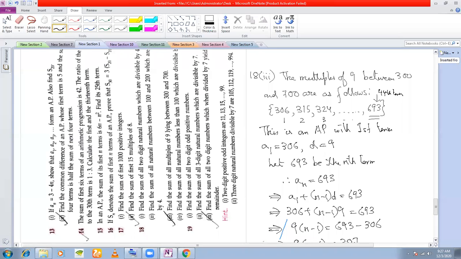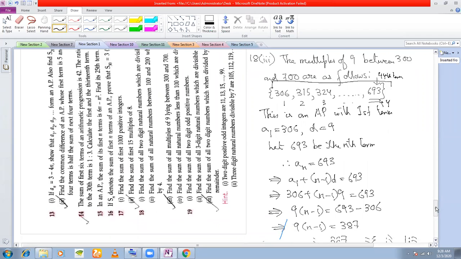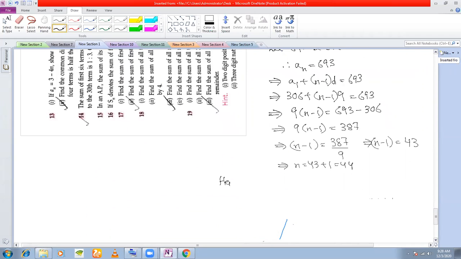So how many terms do we need to sum here? There are 44 terms in this progression. So we need to find S44. If we need to sum up these, we need to find S44. So hence the sum of the multiples of 9 between 300 and 700 is S44.